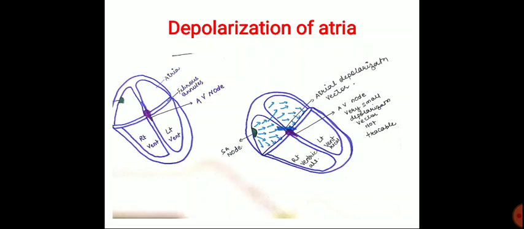All the small vectors are summated together and produce one single vector. This single vector is known as the atrial depolarization vector. This vector represents the electromagnetic force which is produced in the heart when both atria undergo depolarization. So it is an atrial depolarization vector.